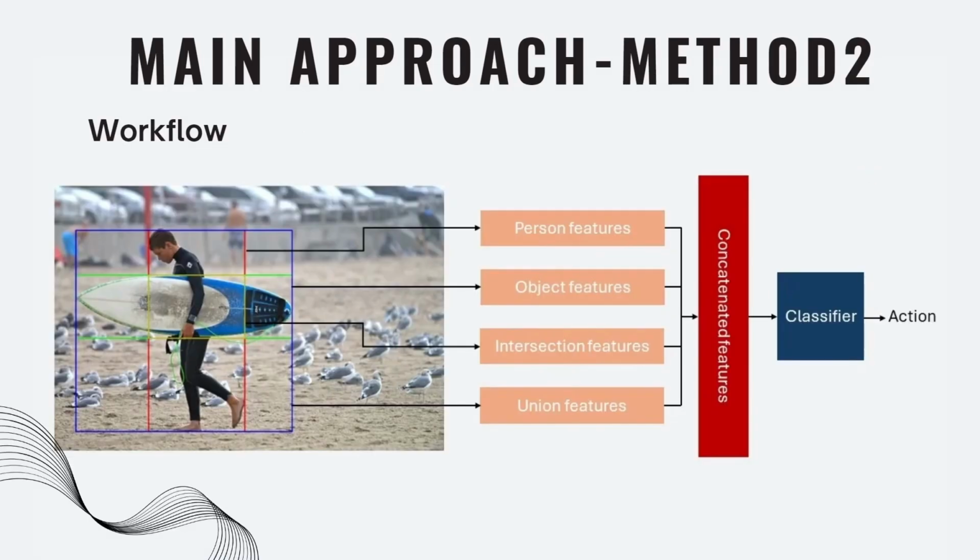First, we crop the original image into 4 images: agent, object, union, and intersection. Then we use AlexNet to extract the features. Our AlexNet is activated from the FC7 layer, which is the second fully connected layer. Then we concatenate these features and apply a classifier. Here we use multinomial logistic regression, and the final output is just the action.